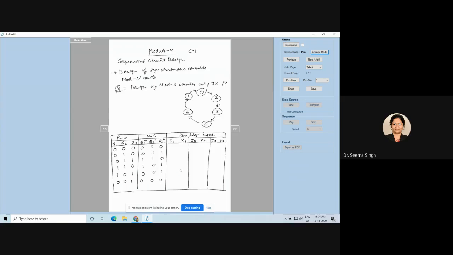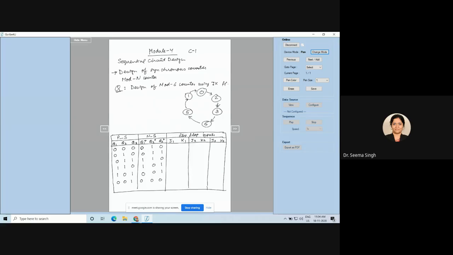If you people have any doubt, you can interrupt and ask in between. So when the change from Q1 to Q1 plus is happening, this change will be controlled by J1 and K1. Most important to make these columns of J1, K1, J2, K2, and J3, K3 is that you should know the application table of a clocked JK flip-flop.